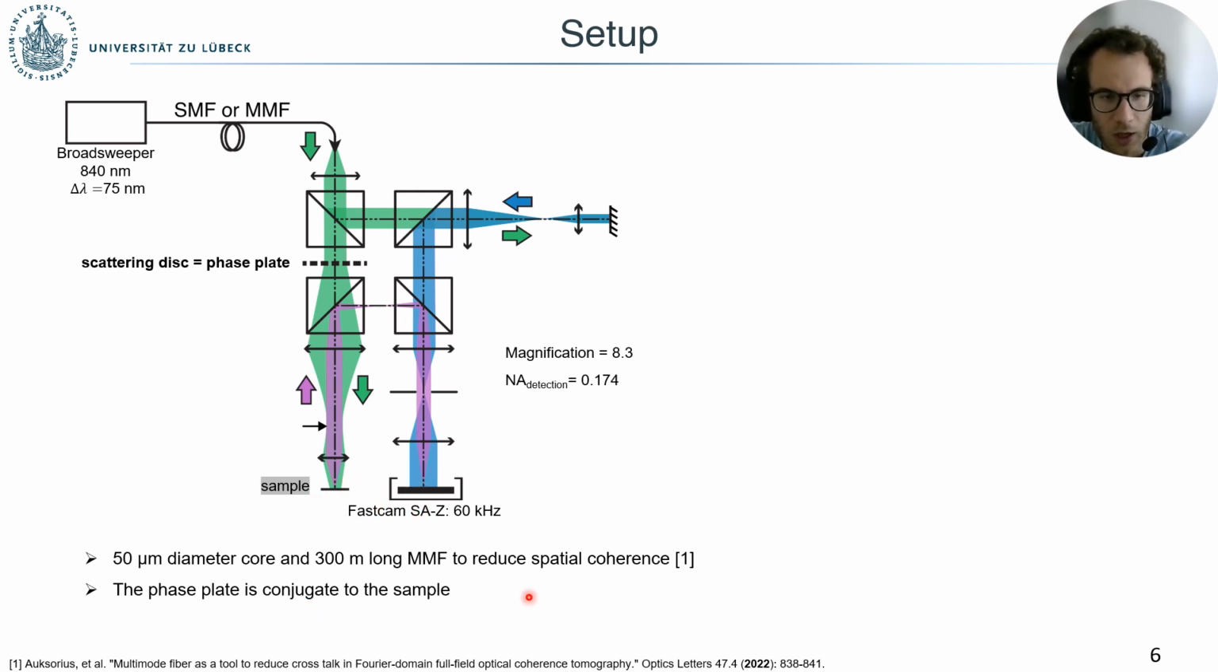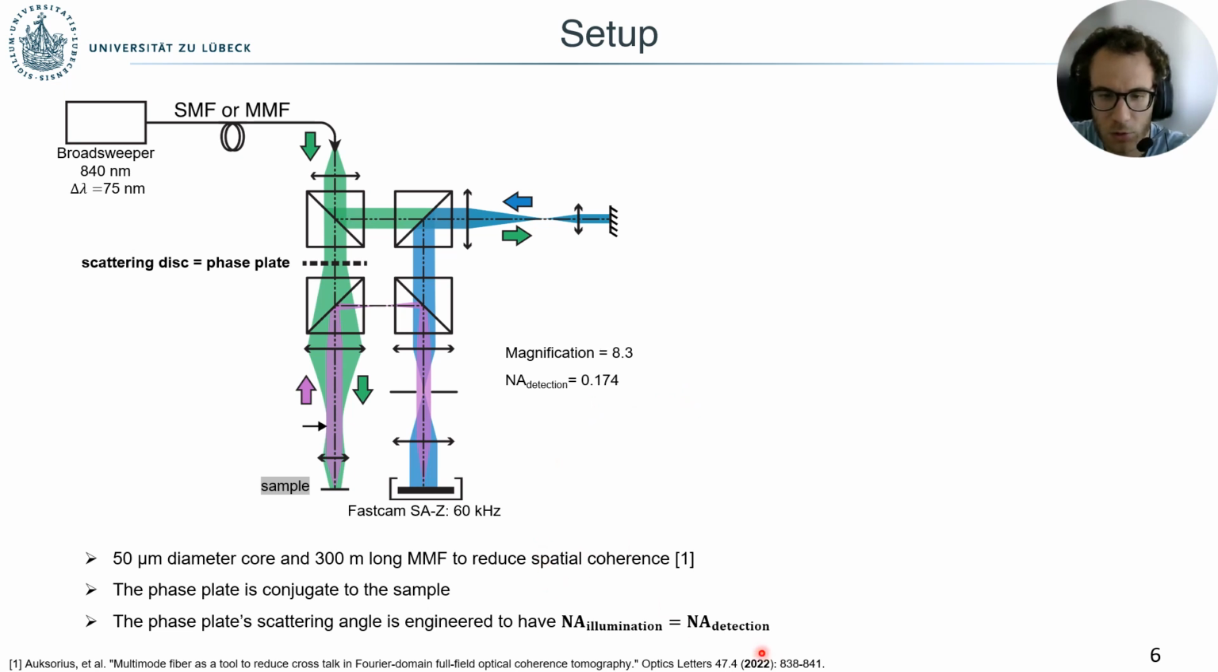We used a single or multimode fiber to see the effect of it, and the diffuser was built by Zeiss so that its scattering angle was matching the detection angle.